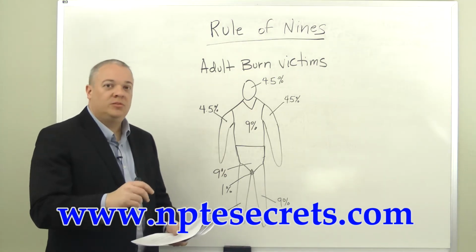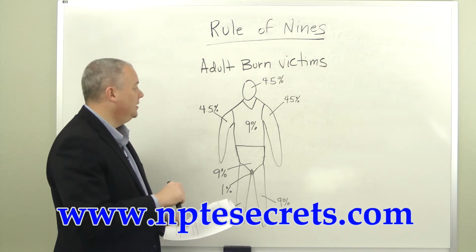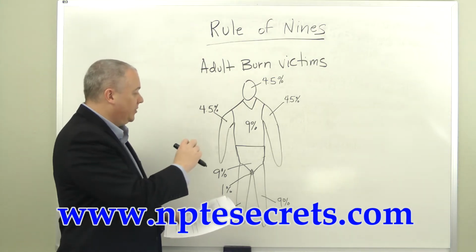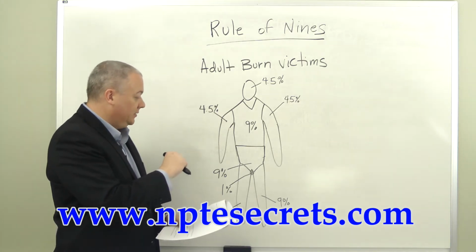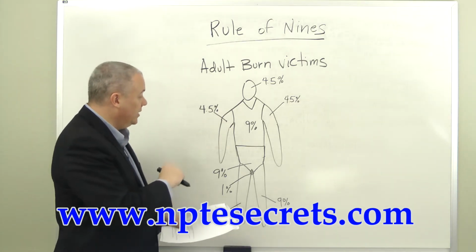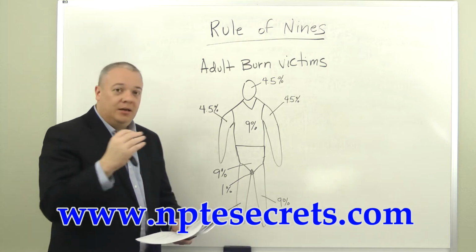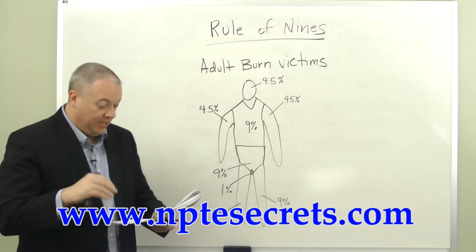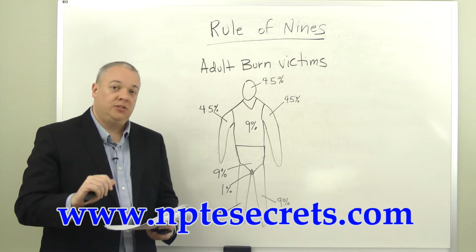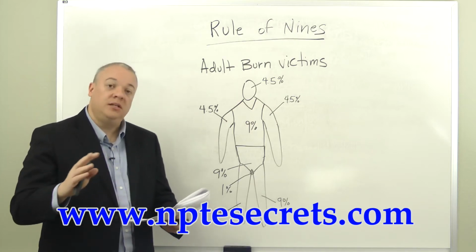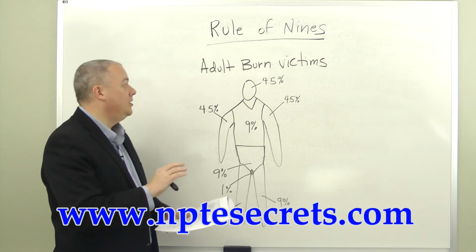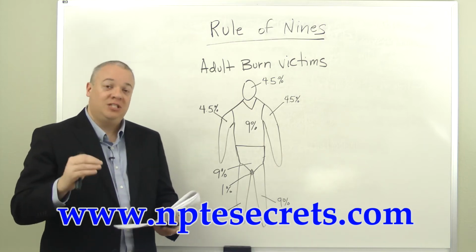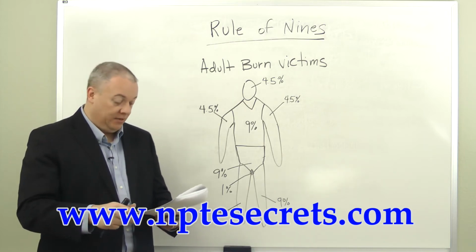Each one of these areas is broken down into a percentage. Therefore, the front of the arms plus the back of the arms equals 9%. The chest area is 9%, the abdomen is 9%, the front of the legs is 9%, and the back of the legs would be 9%. The groin is 1%, and on the back of the adult body, if you add up the upper, mid, and low back plus the buttocks, you come up with 18%. All of them are basically multiples of 9, and therefore if you can describe where someone is burned, then you can from there estimate the percentage of their body covered by burns.